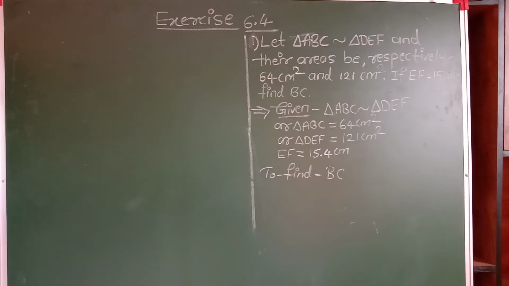Given, what is given here? Triangle ABC is similar to triangle DEF, and area of triangle ABC is 64 cm square and area of triangle DEF is equal to 121 cm square. EF is given as 15.4 centimeters, and what we need to find out here is BC. Next, solution.